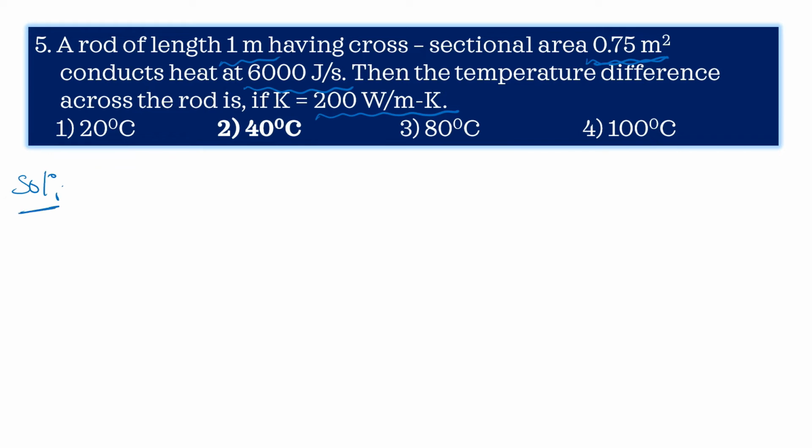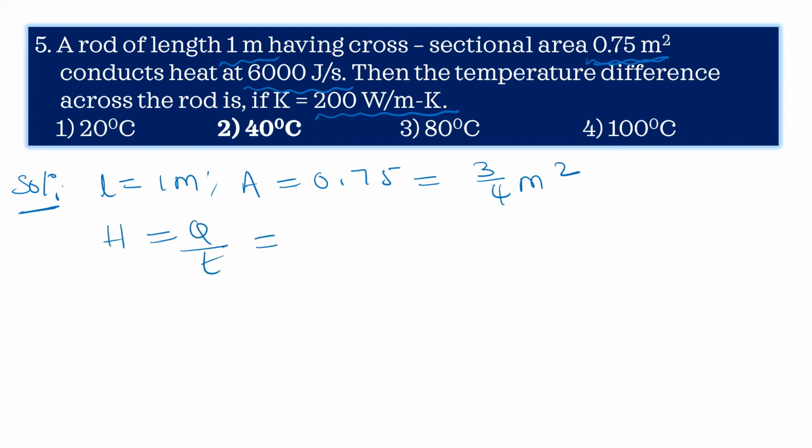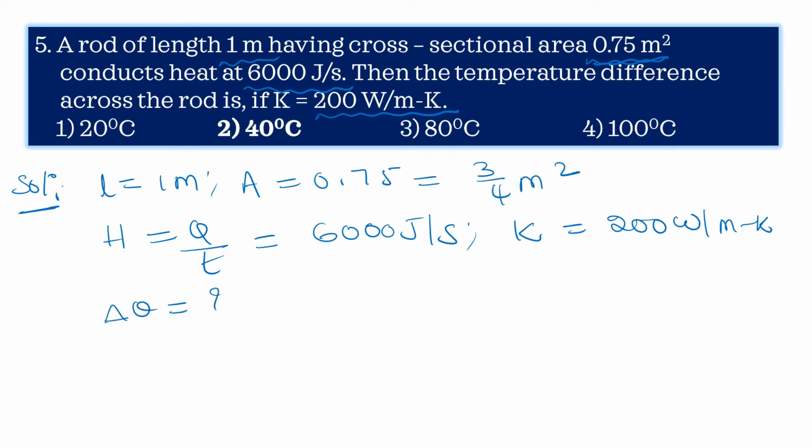Here we have to calculate the temperature difference. Here they have given length 1 meter and area of cross section 0.75, so this can be written as 3 by 4 meter square, and the rate of flow of heat is Q by T, which is given as 6000 joules per second, and conductivity K is given as 200, and we have to calculate the temperature difference delta theta.